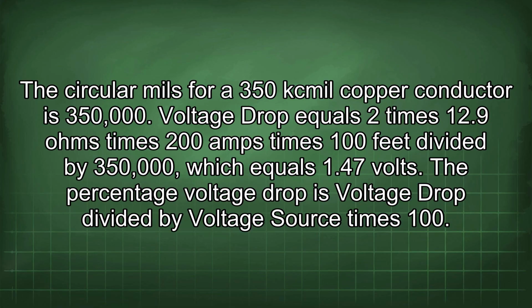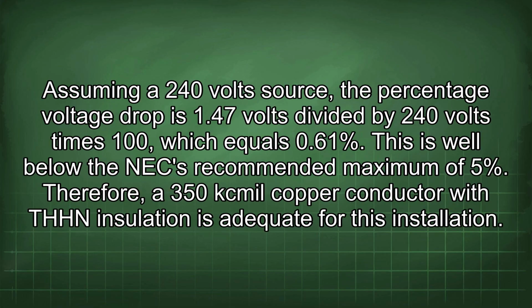The percentage voltage drop is voltage drop divided by voltage source times 100. Assuming a 240 volt source, the percentage voltage drop is 1.47 volts divided by 240 volts times 100, which equals 0.61%. This is well below the NEC recommended maximum of 5%. Therefore, a 350 kcmil copper conductor with THHN insulation is adequate for this installation.